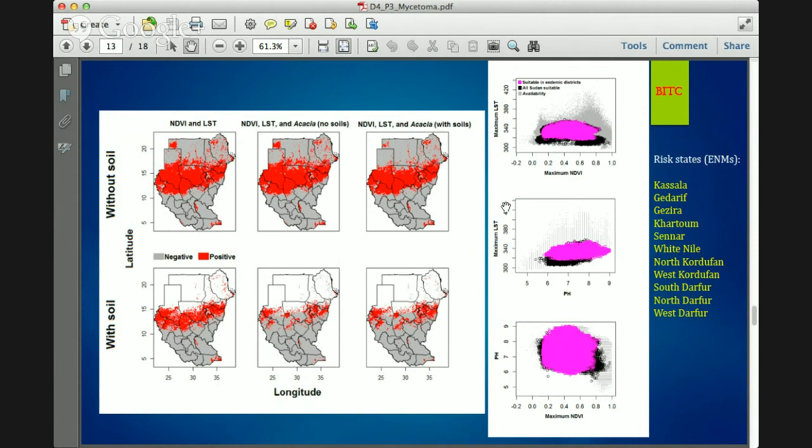We tried to visualize the ecological niche model in two-dimensional space. And we found that Mycetoma can be maintained in a diverse environmental landscape.